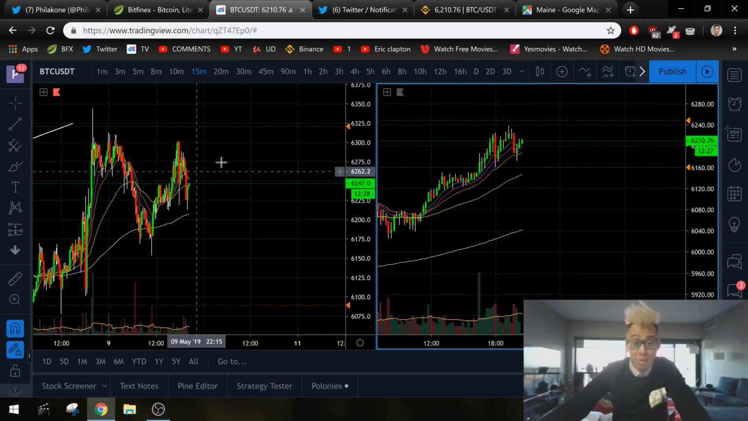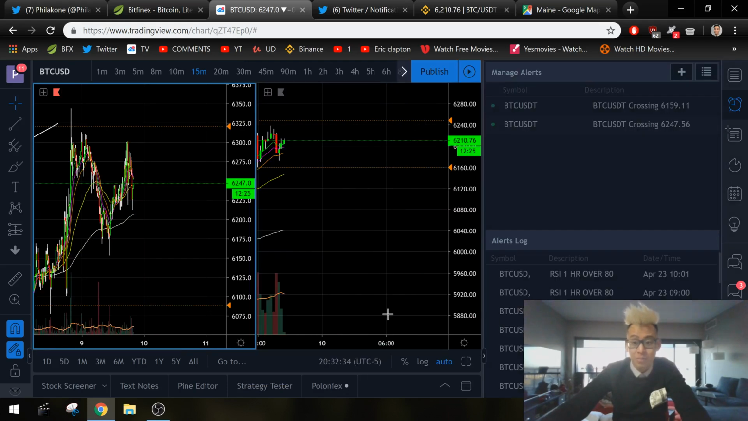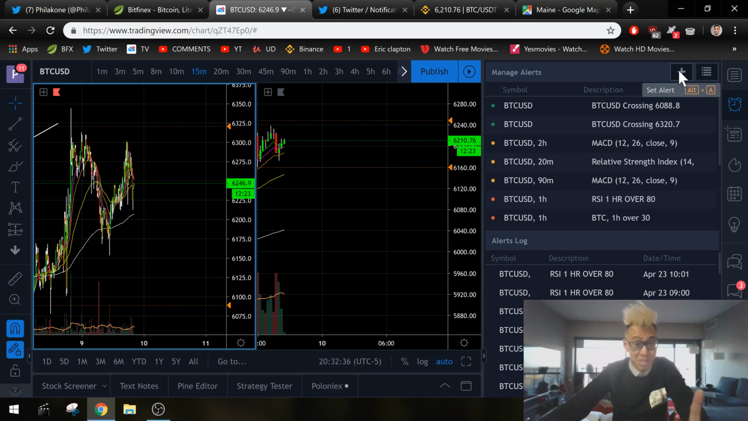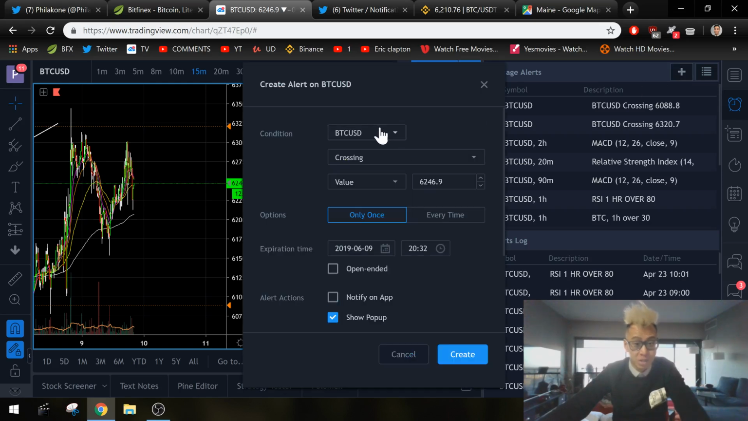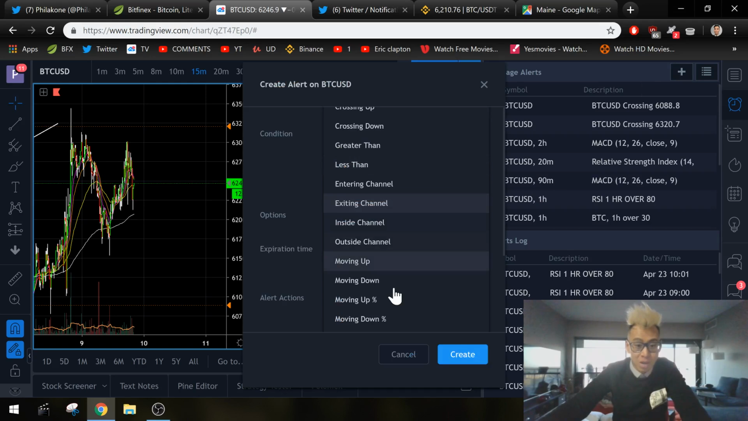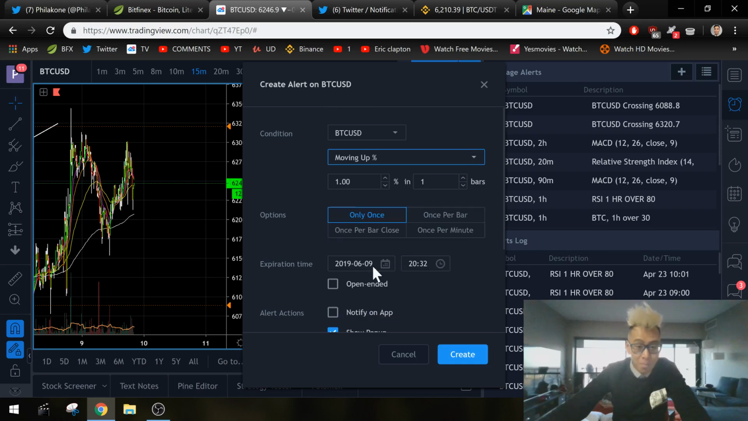Also, if you want to add a really epic alert, guys, right here. This is the best alert I have ever seen, okay? Go to right here, right? Moving up or down. I usually do for both. Go to moving up, okay? And go to, for example, 3% in one bar. One bar, you can choose whichever one you want. Here's a 15-minute one, right? So every time it's moving more than 3% in one single bar on a 15-minute time frame, it will notify me.